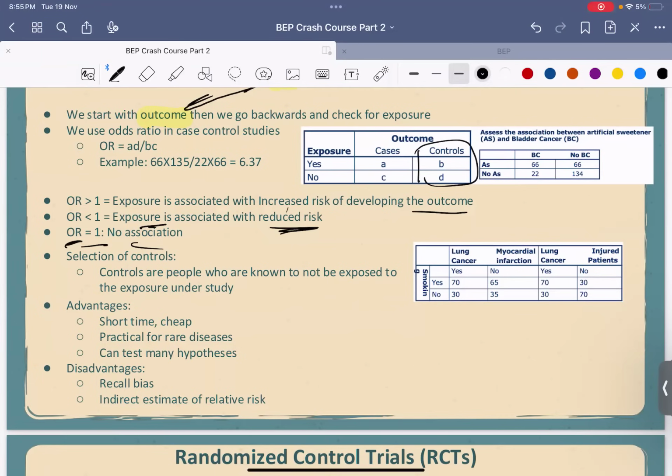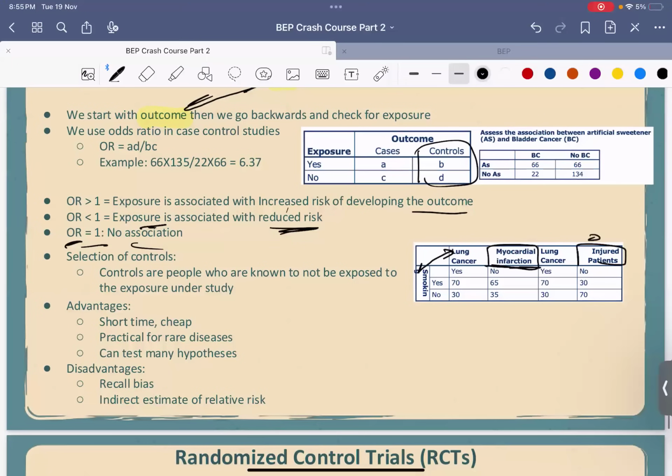This is very, very important. For example, if we want to test lung cancer and smoking, the control group, should I get people who have myocardial infarction as a control group, or injured patients in general, who have nothing to do with stuff that is caused by smoking, for example, patients that got trauma? Which one is a better control group?